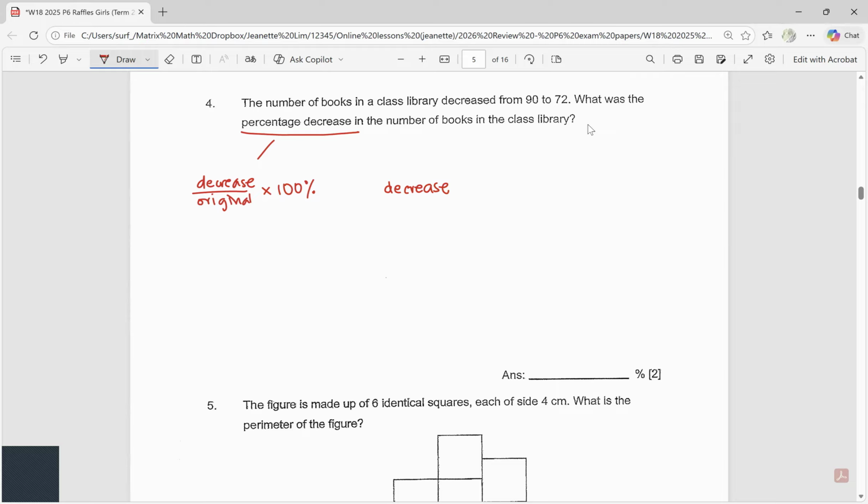It decreased from 90 to 72. So 90 minus 72, which is 18. Now, when we use the formula, the decrease is 18. The original is 90 because it decreased from 90. So original is 90. Then times 100%. This will be 20%. So there is a 20% decrease in the number of books in the library.